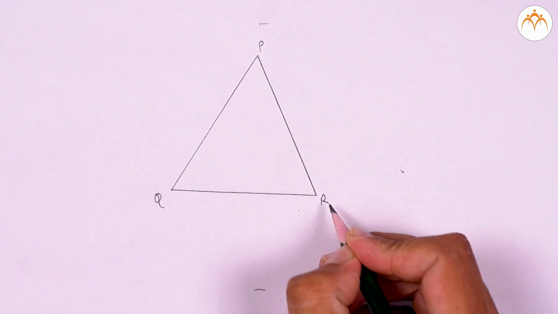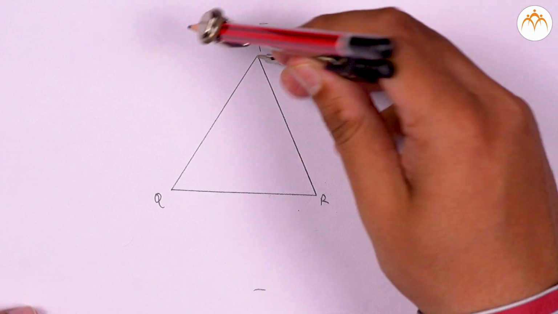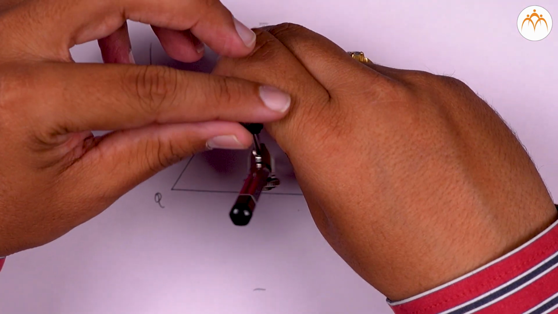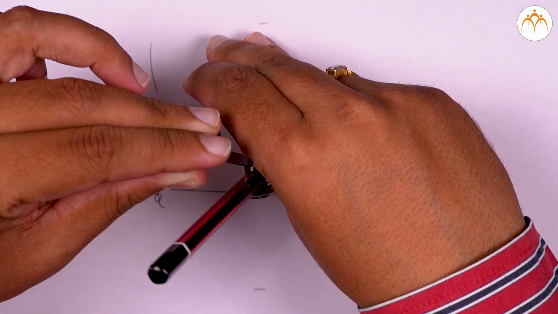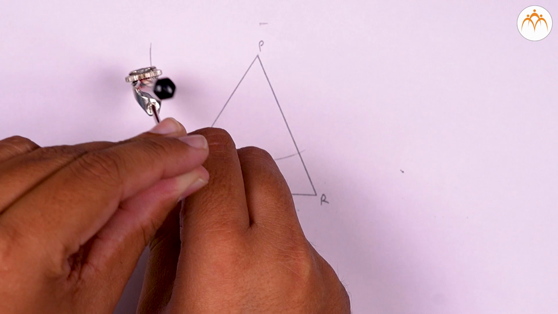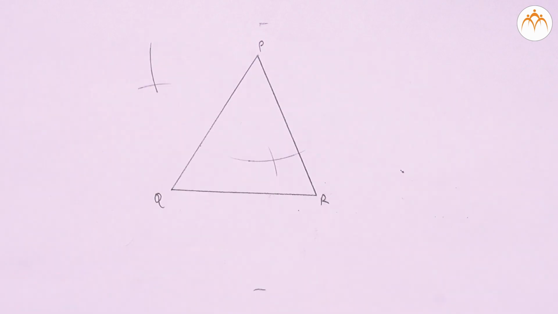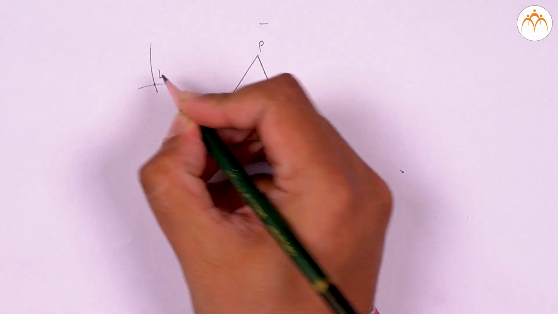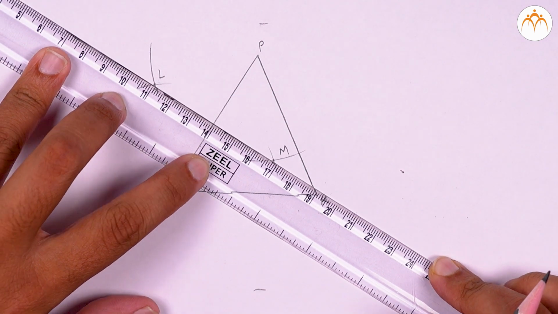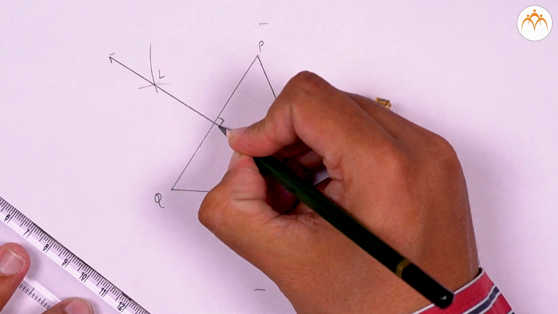To draw the perpendicular bisector of side PQ, take a distance greater than half of PQ and draw an arc with point P as the center on both sides of the segment. Repeat the same process with point Q as the center. Keeping the same distance, draw arc to intersect the previous arcs. Label the intersection points L and M and join them to draw the perpendicular bisector of segment PQ.